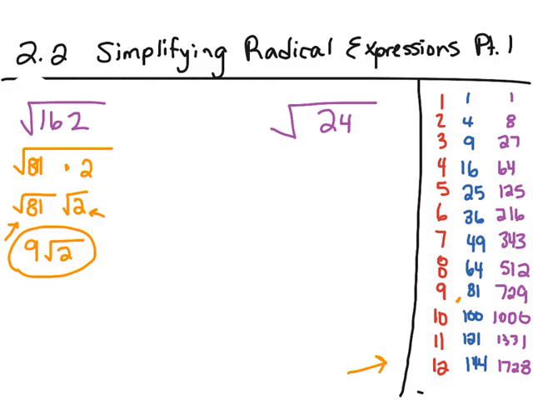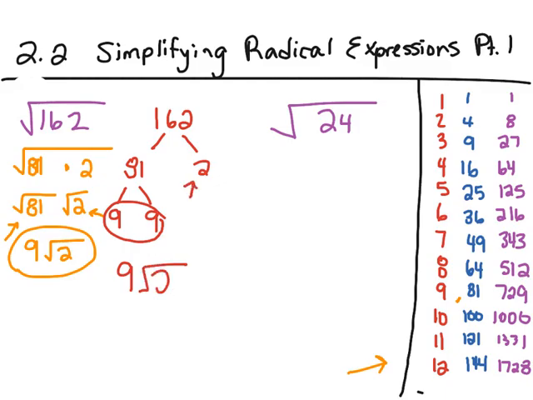Another way to do this is to do a number tree. 162 breaks into 81 times 2. 81 breaks into 9 times 9. Because we have 2 9s, they can come out. We have a 2 left by itself, it stays under the radical.